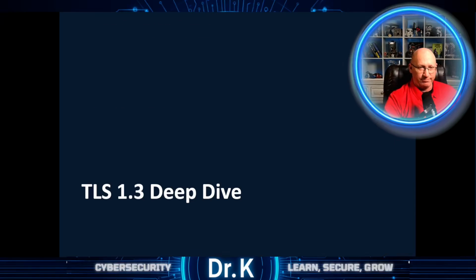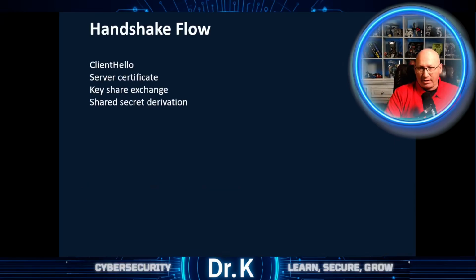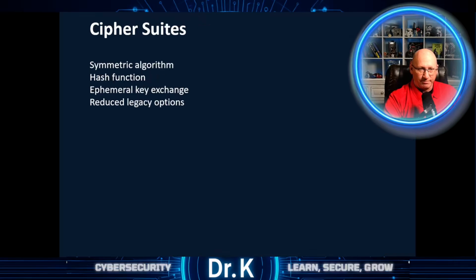and security. So the 1.3 handshake begins with the client hello message, and the client proposes supported protocol versions, cipher suites, and key exchange parameters. It also sends key share information for the ephemeral Diffie-Hellman exchange. This early inclusion reduces the round trips. And the server responds with its selected parameters and certificate. Immediately, both sides begin deriving the shared secrets.